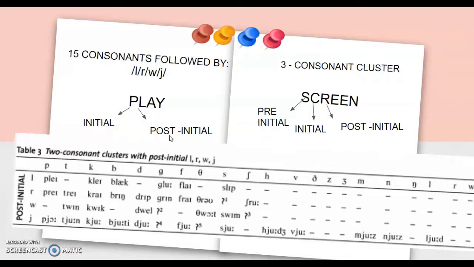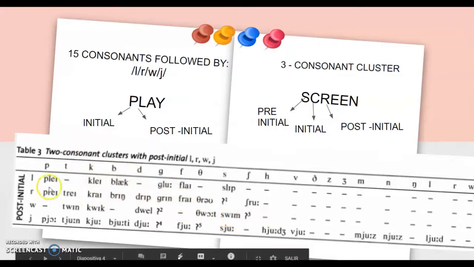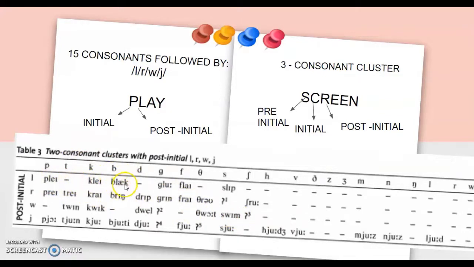There are some restrictions on which consonants can occur together, but here you have a lot of possibilities. You have, for example, play, clay, black, glue, fly, slip, slip. Well, in this case, you have the second possibility because the second sound, the post-initial, is an l. Remember that we said that when a word begins with s, it has to have t, w, and so on in order to have a pre-initial, okay?